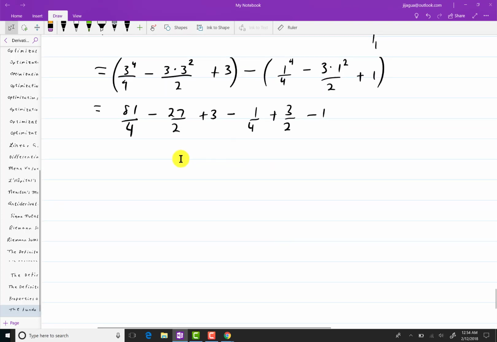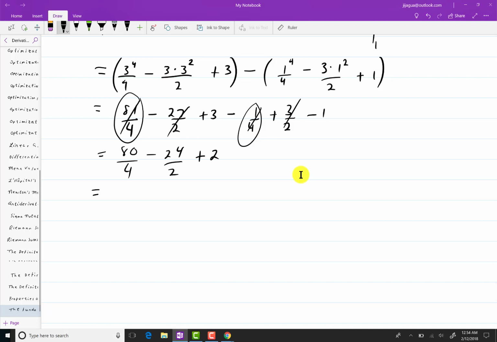Well, I'm going to start with 81 over 4 and the minus 1/4, and I'll get 80 over 4. Negative 27 over 2 and 3 halves is negative 24 over 2. And then 3 minus 1 will end up being 2. And then none of these will be fractions. I'll get 20 minus 12 plus 2. That will equal 8 plus 2, which is 10.